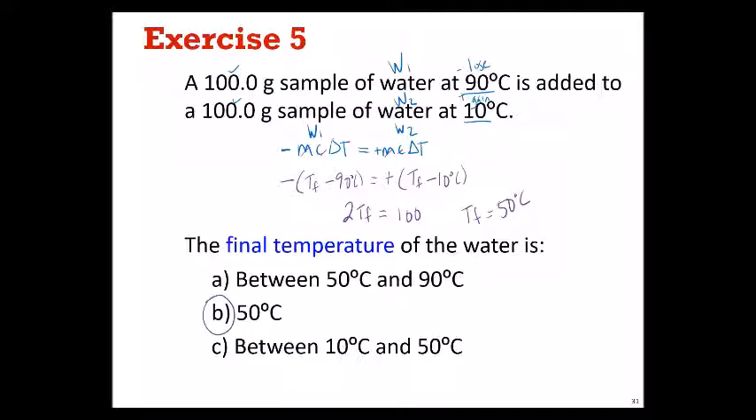If the phases were different, we would not be able to cancel out the C's because they are different values. Like the ice was 2.01 or 2.03, I can't remember what it was, but the water is 4.184. So in different phases, they do have different specific heats. If you were doing two of the same substance at different phases, you would not be able to cancel out the C. That is correct.